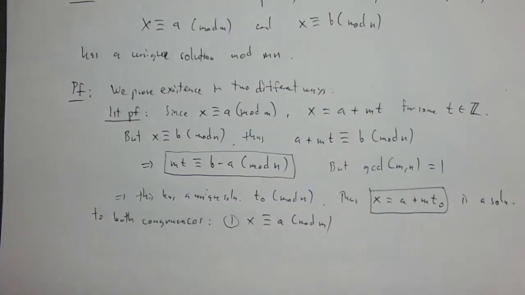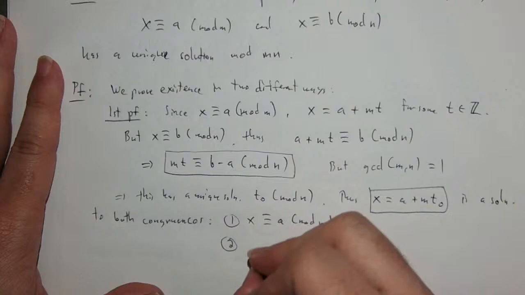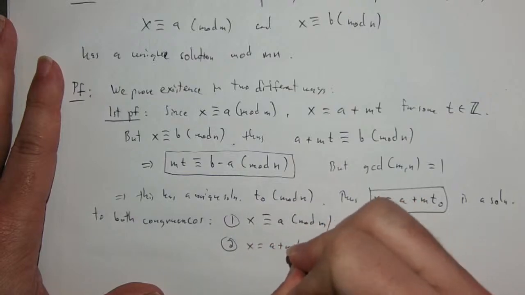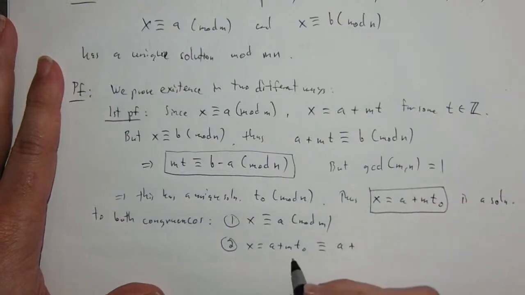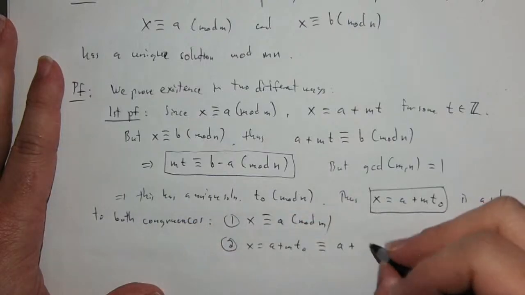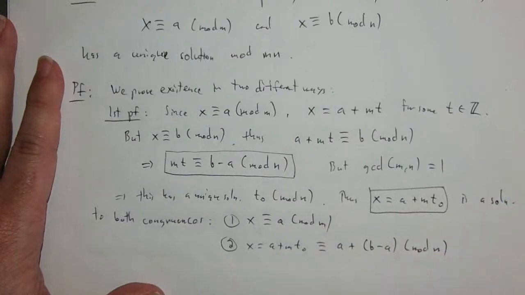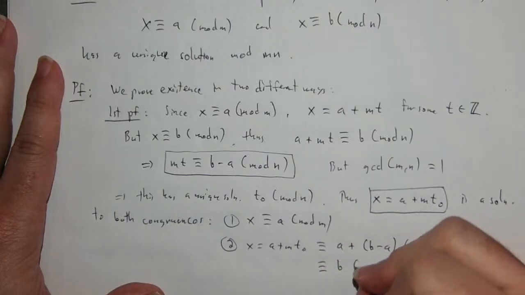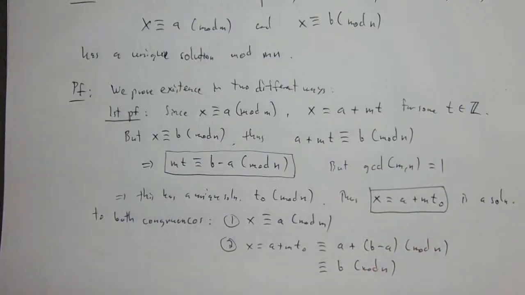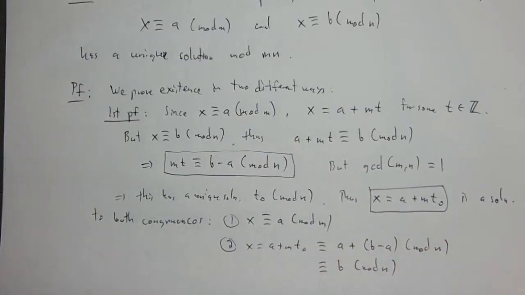But the other thing to note is that, secondly, X being A plus M T naught is congruent to B minus A mod N. And A plus B minus A is just B. So X is congruent to A mod M, and it's congruent to B mod N. Okay.